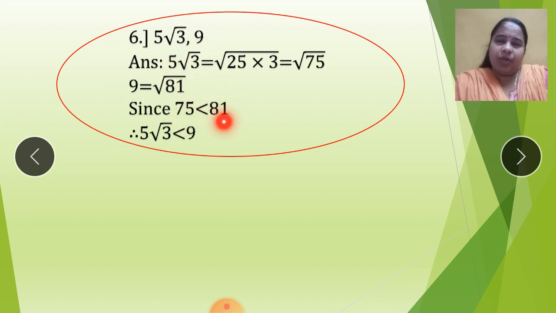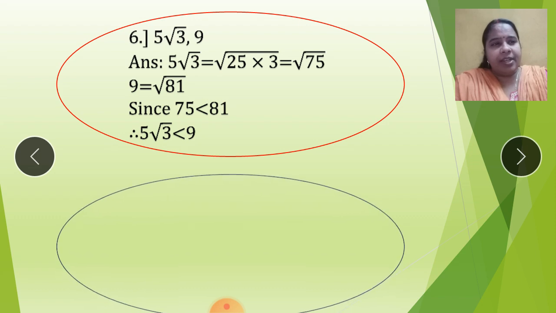75 is less than 81, correct? So from where do I get the 75? 5 root 3. So 5 root 3 is less than 9. I hope this concept is clear to you. When a whole number and a mixed surd are to be compared, the first step is you convert this whole number into a surd like this. Suppose I give you here 7. So what are you going to write here? Square root of 49. Yes, you will square that number. Don't take the square root and write 9 as root 3 here. That will go wrong. Okay.